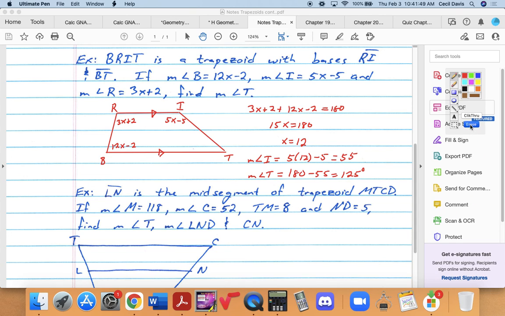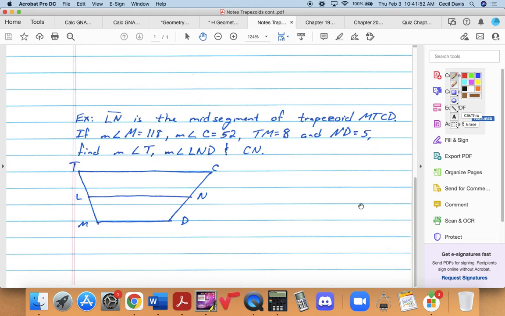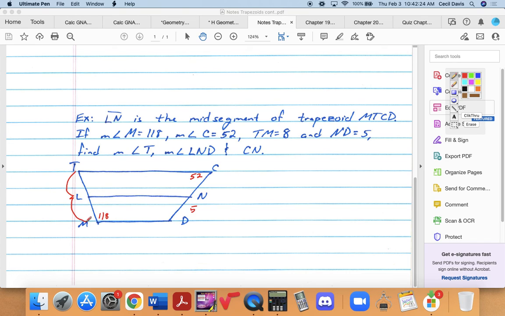All right, last example. Segment LN is the mid-segment of trapezoid MTCD. If the measure of angle M is 118, so I'm just going to go ahead and put that on the diagram. The measure of angle C is 52, and the length of ND is 5. The length of TM is 8. Find all these things. Okay.